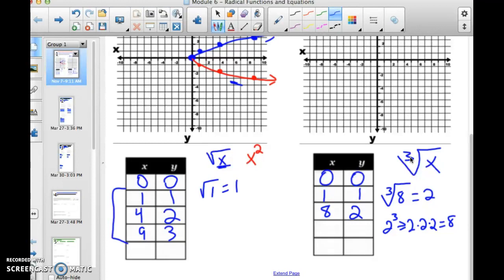Now, I can go in the negative direction as well, though. So the cube root of negative 1 is negative 1. And then the cube root of negative 8 is negative 2. So we can go in the negative direction in this case.